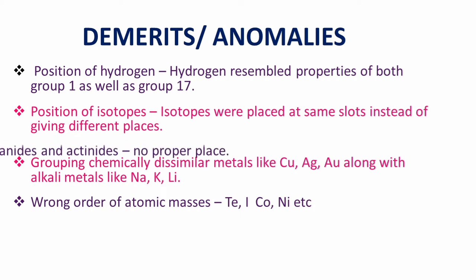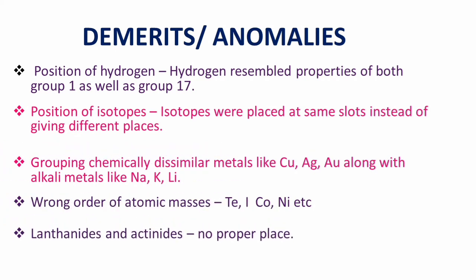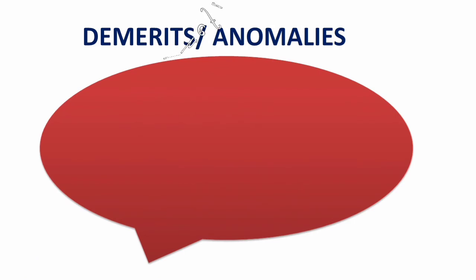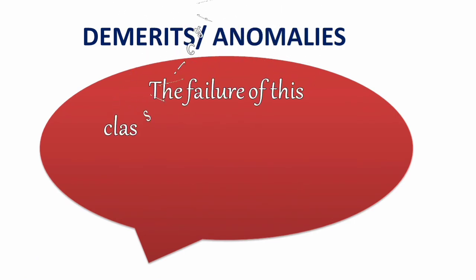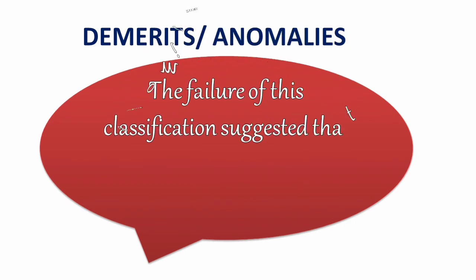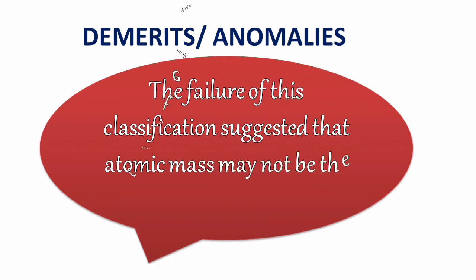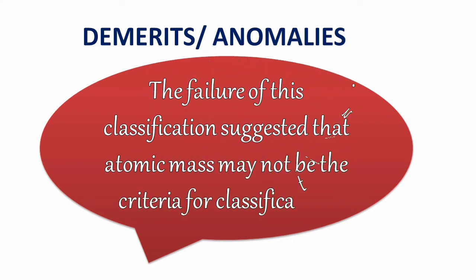The next anomaly or demerit in Mendeleev's classification was in placing the lanthanides and actinides. 14 elements that follow lanthanum and 14 elements that follow actinium were not given proper places in Mendeleev's periodic table. Due to these anomalies or demerits, it was felt that the arrangement of the elements in the periodic table should be based on some other property which is more fundamental than atomic mass.